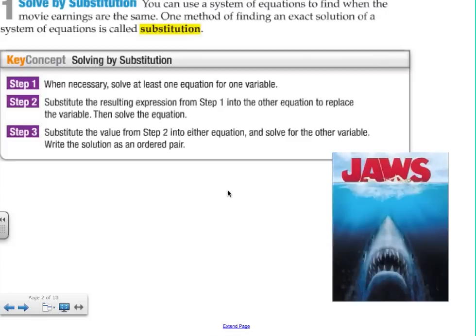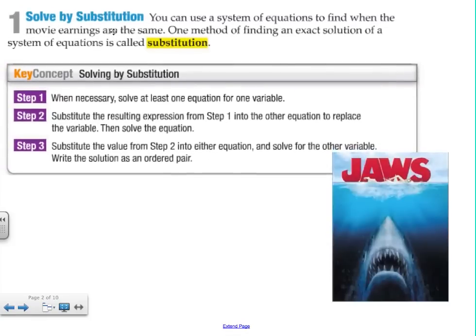Substitution is a method to find an exact solution of a system of equations. There's your definition. And actually we're going to learn several methods, but in this one we'll solve for y in one equation and substitute in the value of that for the other. But let's talk about it a little more specifically.